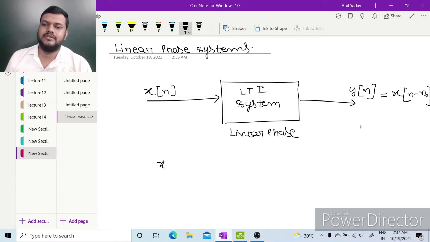So we know if x[n] has DTFT X(e^jω), then this y[n], which is x of n minus n0, will have DTFT X(e^jω) e^(−jωn0). This is Y(e^jω).